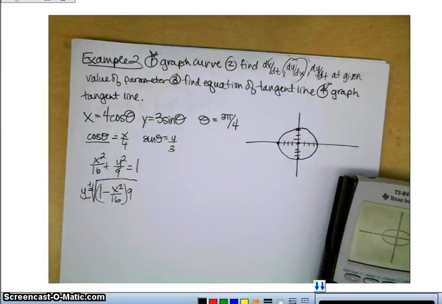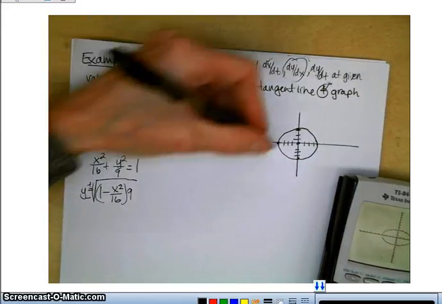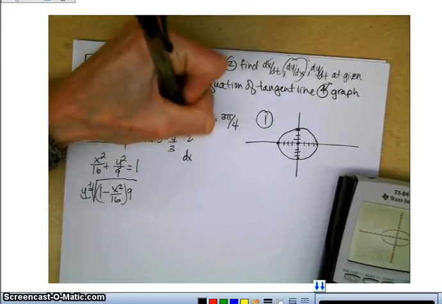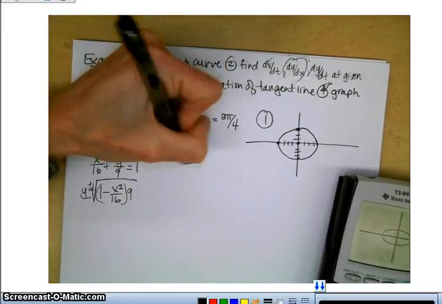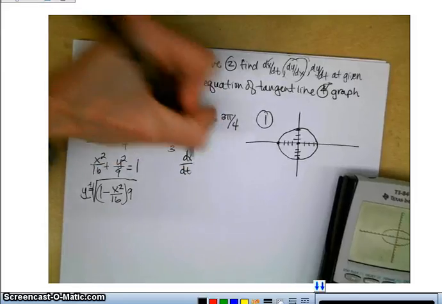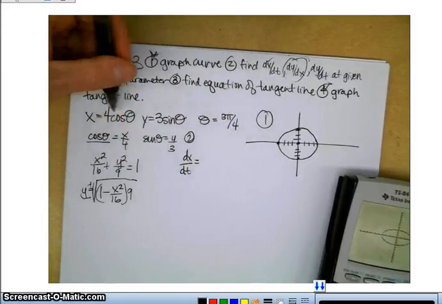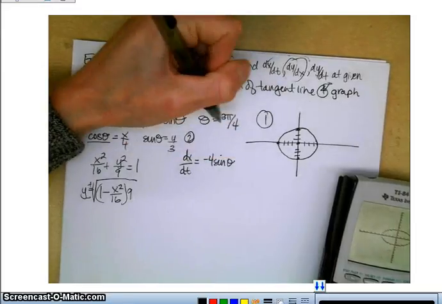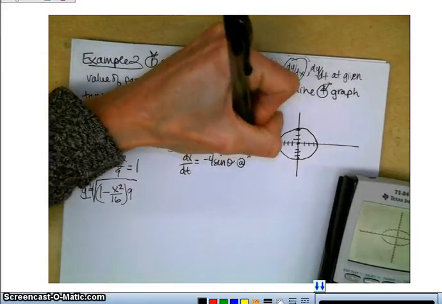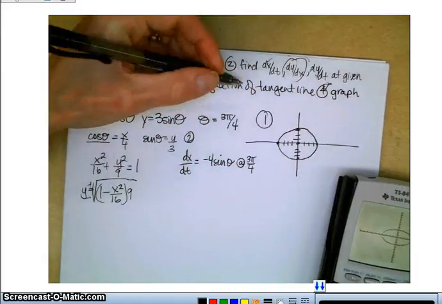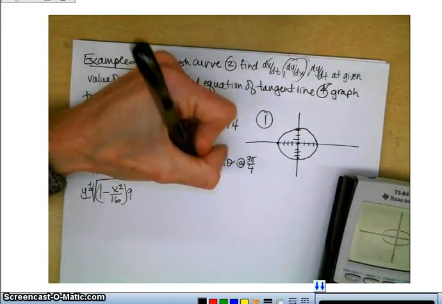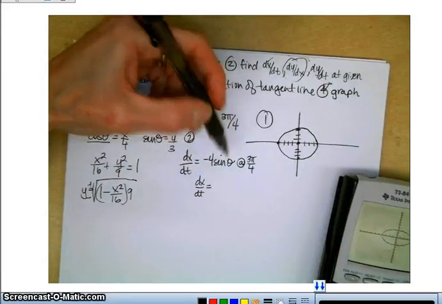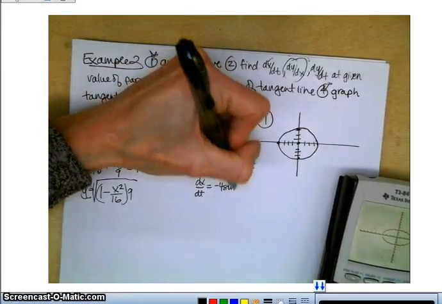Okay, so now we need to find dx over dt. So there's our graph. There's part 1. dx over dt, this is going to be part 2. Well, that is the derivative of cosine, which is negative sine, so negative 4 sine of theta. And at 3 pi over 4, dx over dt equals negative 4 sine of 3 pi over 4.